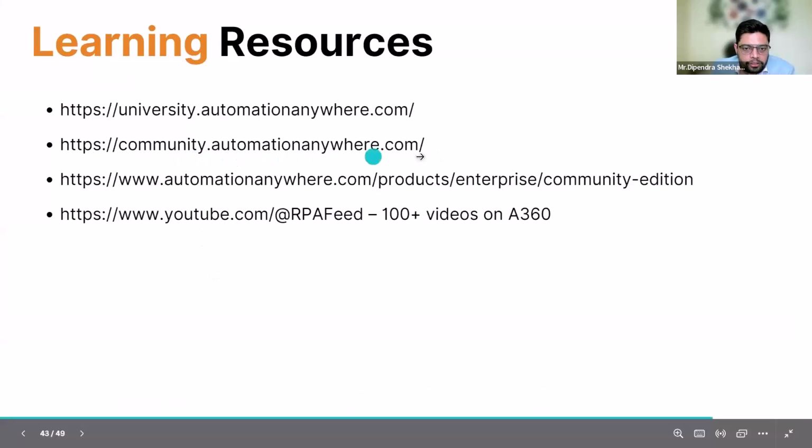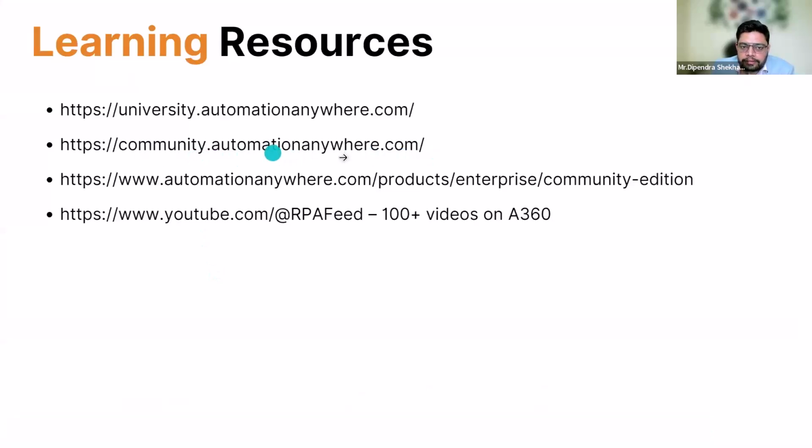Then community.automationanywhere.com is there, where you can post your questions while practicing bots or learning certain concepts. If you have a doubt, you can post. You can register yourself with the same email ID on this platform and post your questions in the forum. The experts, like the Most Valuable Pathfinders (MVPs) or non-MVPs who are contributing to the community, will try to answer your queries.